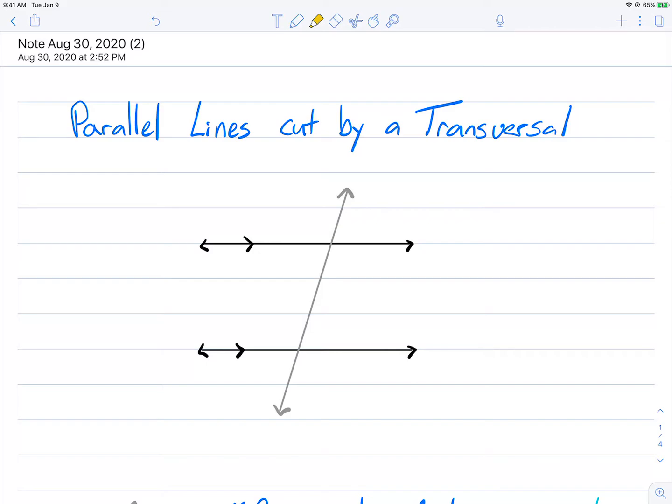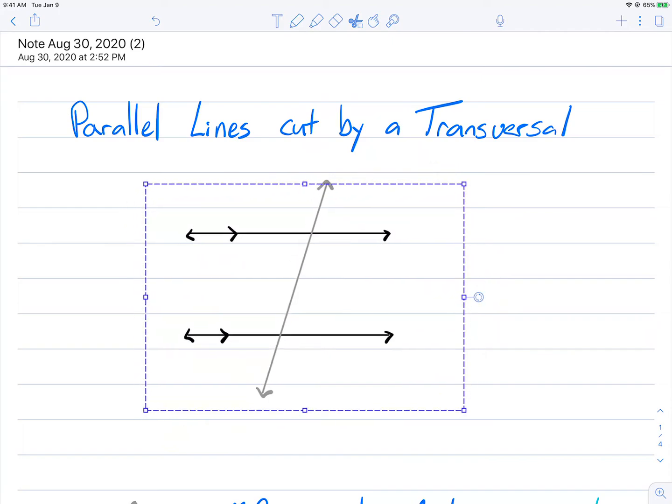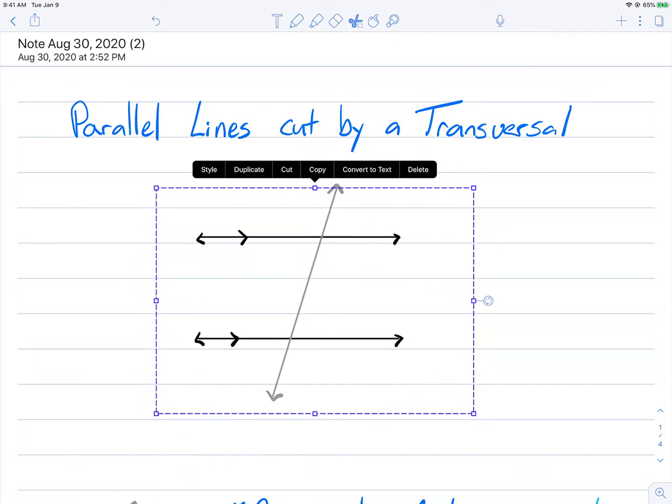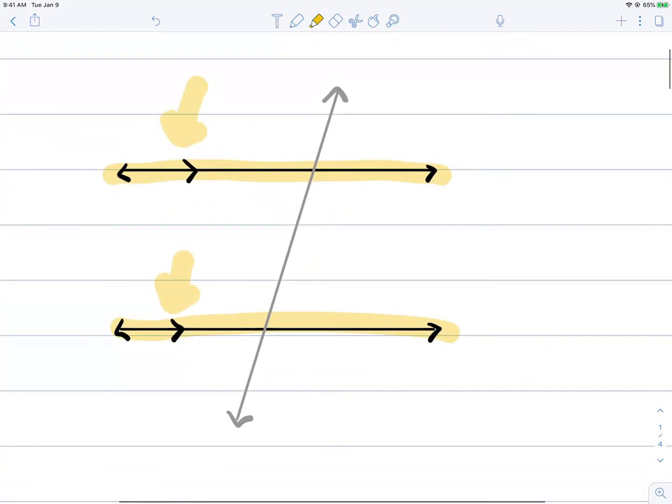Parallel lines cut by a transversal. So you're always going to have a picture that looks similar to this. It may be in a slightly different orientation, but it will always have parallel lines to start with, which means we have two lines that are going in the same direction. And these little arrows right here are telling you that they are parallel. That's a little notation that says it's parallel. It might say in the instructions that it's parallel, so make sure that you're reading that.